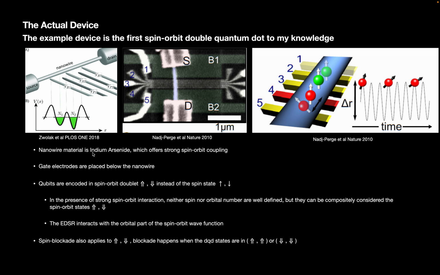The nanowire material is indium arsenide, which offers strong spin-orbit coupling. You want strong spin-orbit coupling because that's what you rely on to control the spin. And gate electrodes are placed below the nanowire.